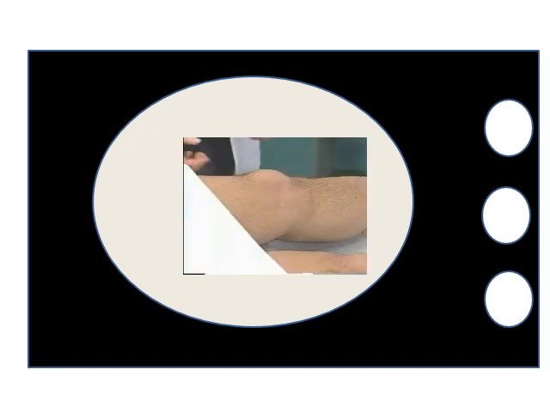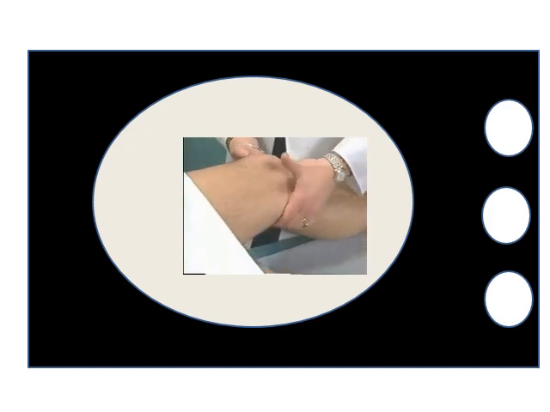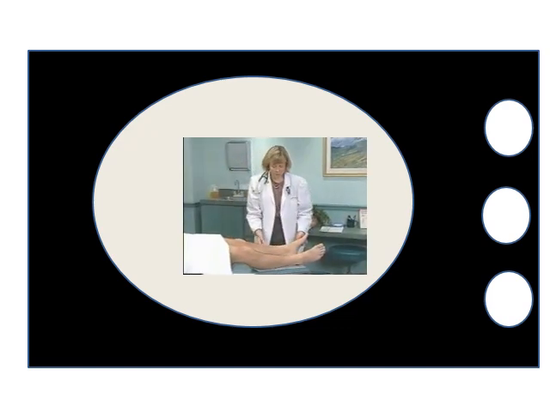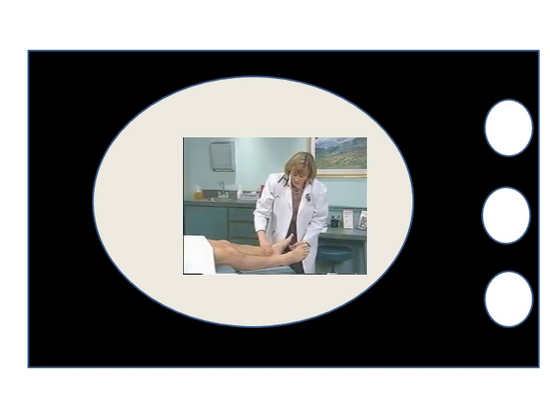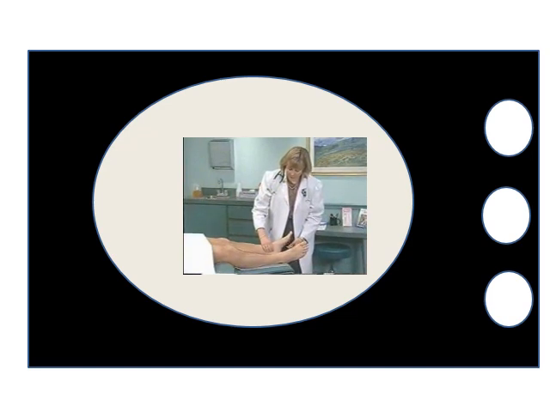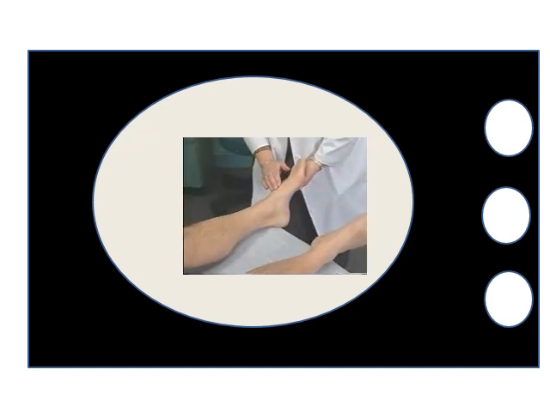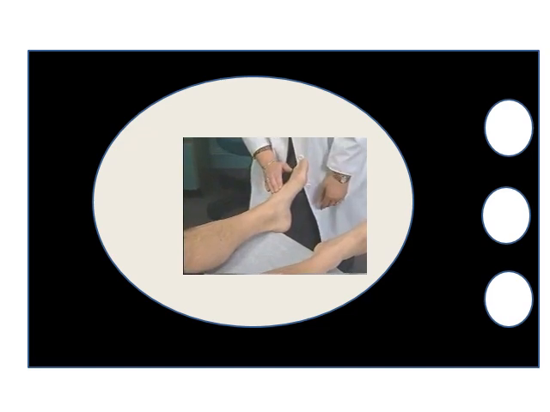To locate the popliteal pulse, bend the patient's knee and feel for the pulse in the popliteal fossa. Next, palpate the posterior tibialis pulse in the groove between the medial malleolus and the Achilles tendon. Assess the dorsalis pedis pulse by palpating lightly lateral to the extensor tendon of the great toe.